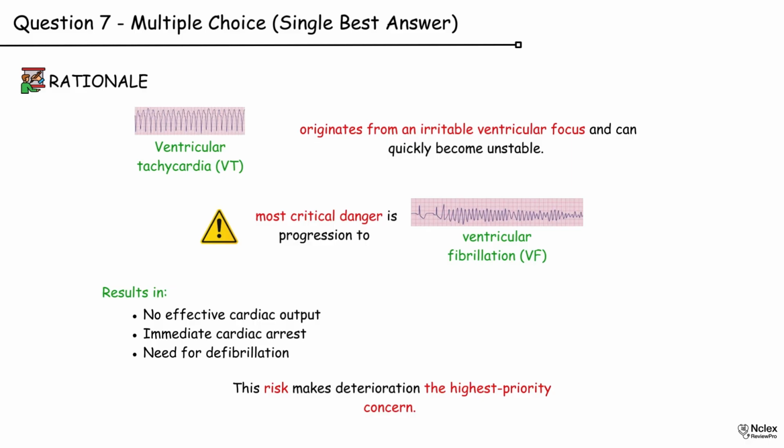The biggest danger is not anxiety. The biggest danger is not conversion difficulty. The biggest danger is not increased output. The biggest danger is deterioration into ventricular fibrillation. And ventricular fibrillation means no effective cardiac output, no perfusion, immediate cardiac arrest. That is the priority threat.